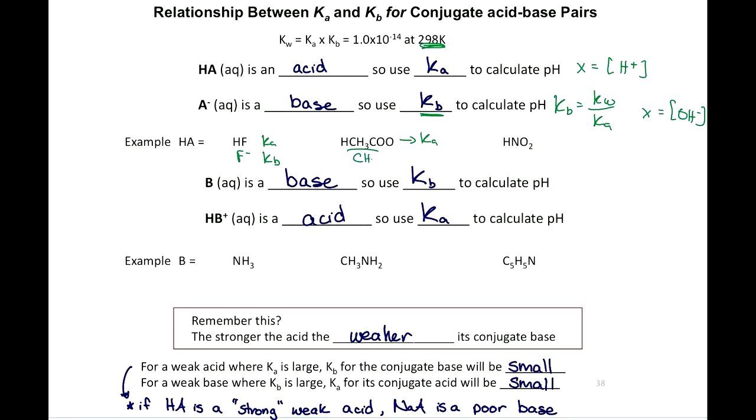But if you put acetate in water, acetate's a what? It's a base, so you need to use Kb. But will you find Kb of acetate? Nope, you calculate it using Kw over Ka. Ka is given, but not Kb. All right. Nitrous acid, that's an acid, so you use Ka. But if you put nitrite ion in water, that's going to be a base, so you have to use Kb.